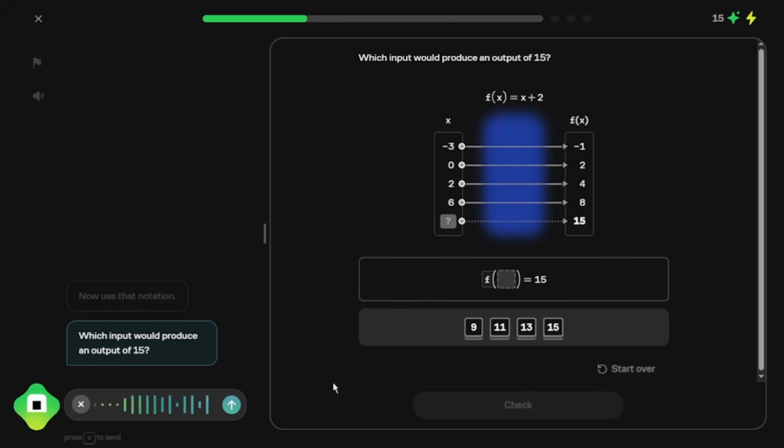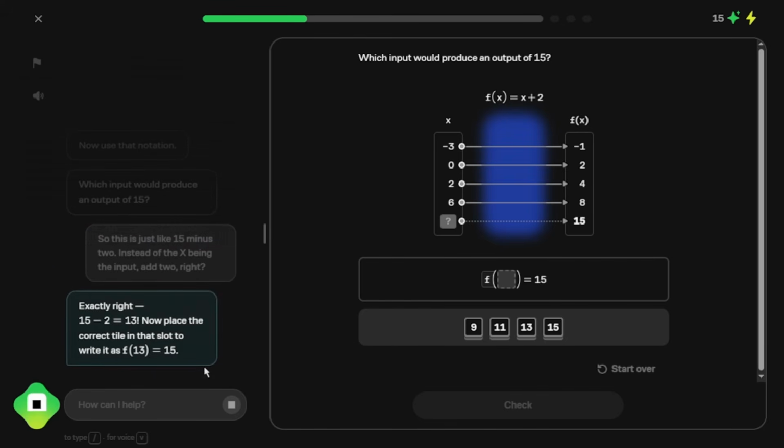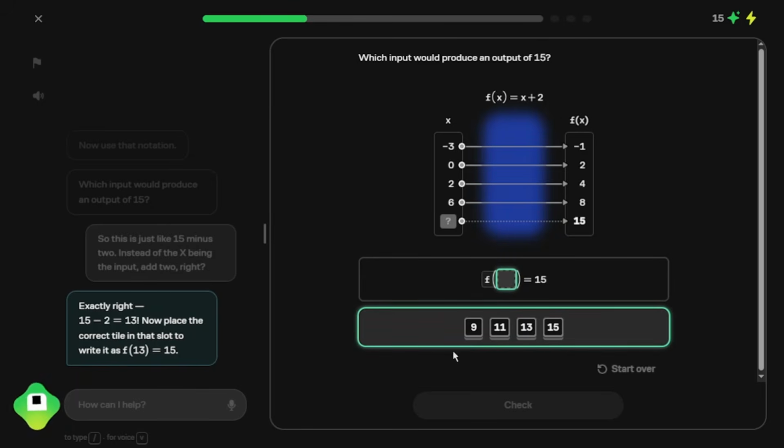So this is just like 15 minus 2. Instead of the x, meaning the input, add 2, right? Exactly right. 15 minus 2 equals 13. Now, place the correct tile in that slot to write it as f of 13 equals 15.